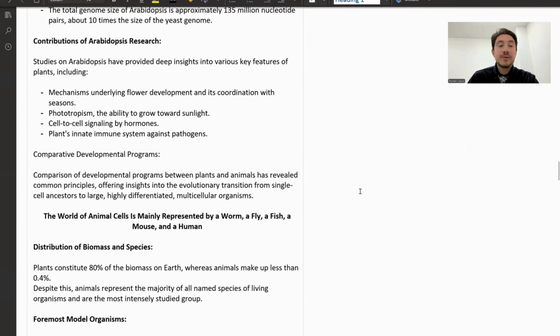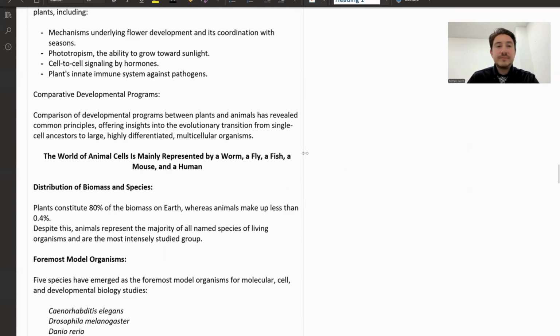Comparative developmental programs have been established due to the insights from these model organisms. Comparisons between plants and animals have revealed common principles, offering insights into evolutionary transitions from single-cell ancestors to large, highly differentiated multicellular organisms.